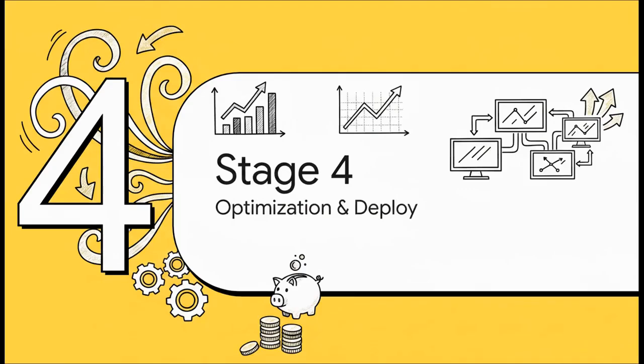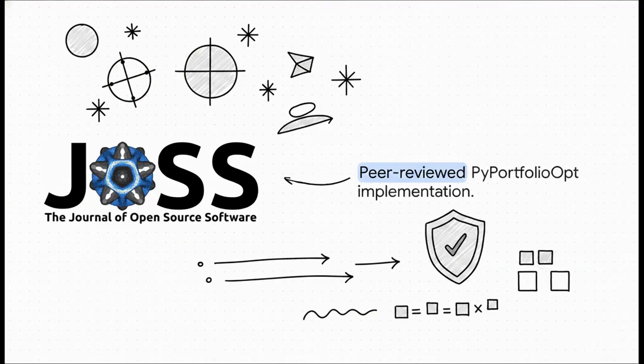And finally, we wrap up this whole journey with Stage 4, portfolio optimization and deployment. So, picture this. You've actually got a winning strategy that survived backtesting. Now you need to optimize how you allocate your capital and deploy the results so other people can interact with them. For portfolio optimization, libraries like PyPortfolioOpt are incredible.